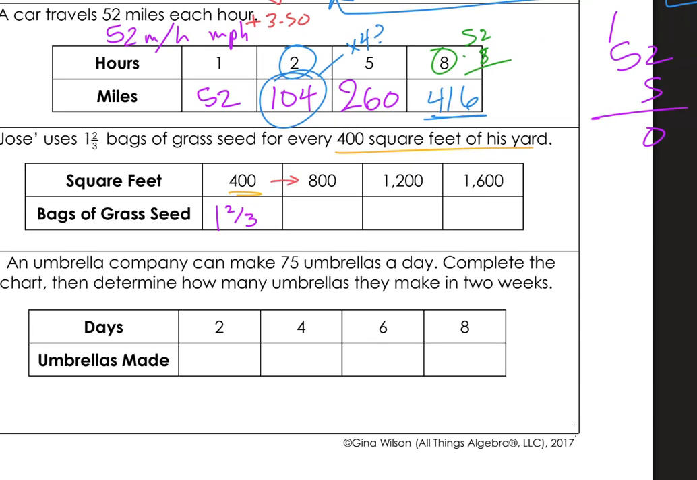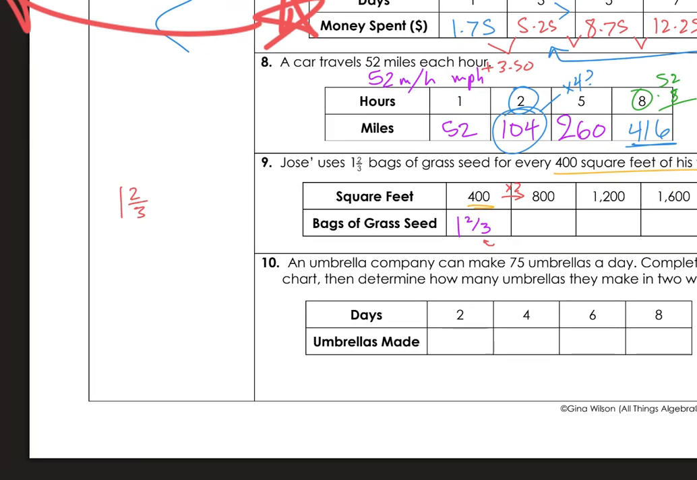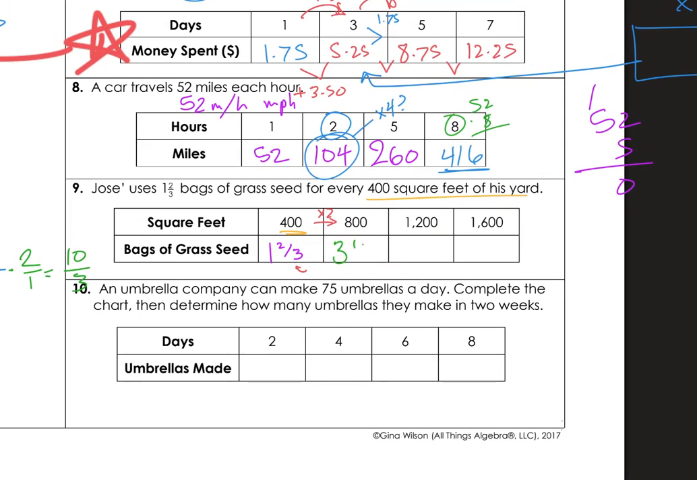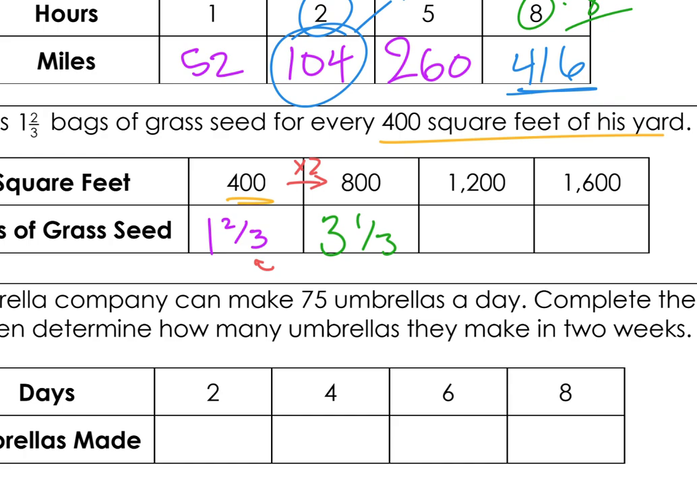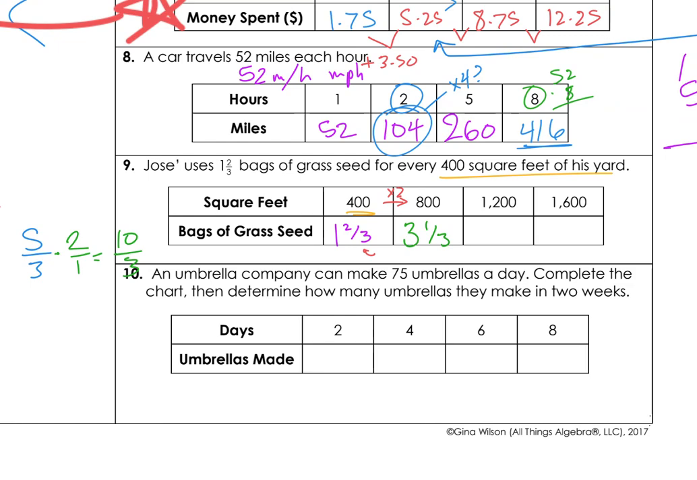From 400 to 800, that's times 2. So we could just double 1 2/3. So 1 2/3 is really 3 times 1 is 3, 3 plus 2 is 5. 5/3 times 2 is 10/3, or 3 1/3, which, by the way, is just 1 2/3 plus 1 2/3, right? That's how multiplying works, it's repeated addition.